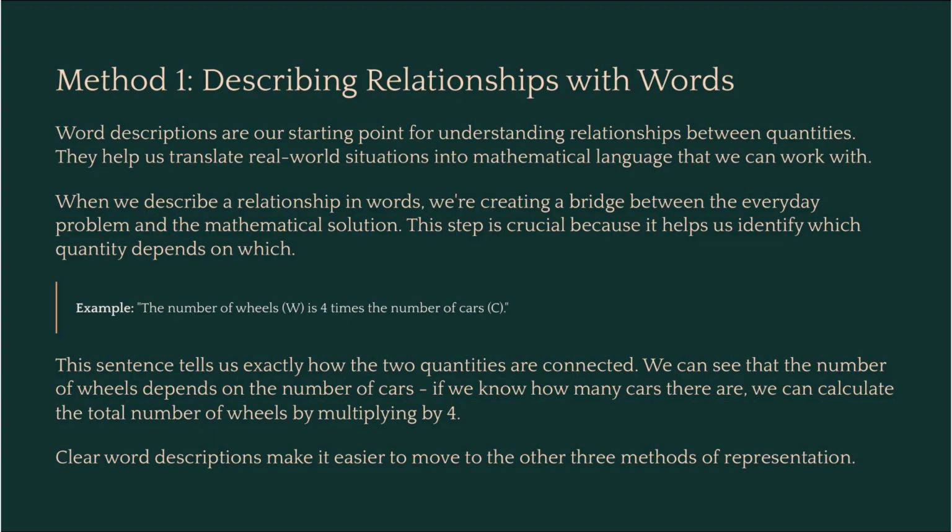The relationship in words is your starting line. It clearly explains the rule. For example, the sentence, "The number of wheels, W, is 4 times the number of cars, C," tells you exactly how the two variables are connected. You need to read this description carefully to translate it accurately into the math rule.